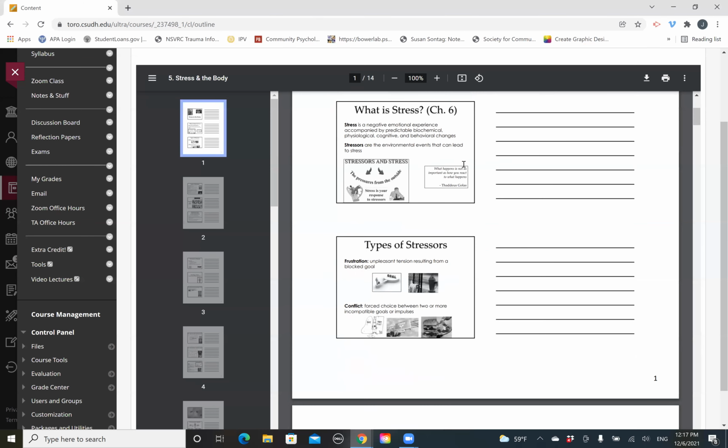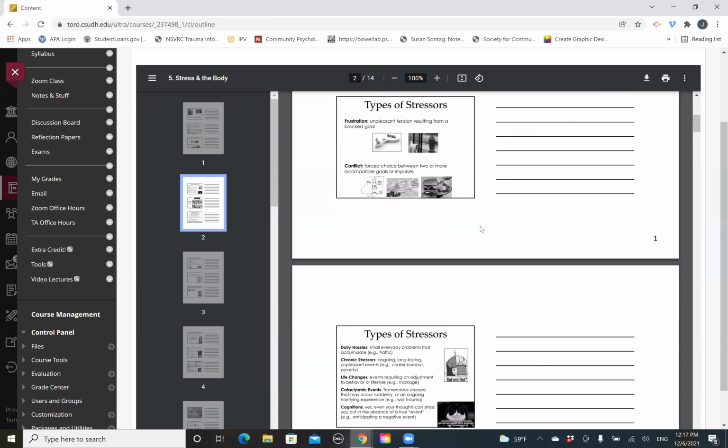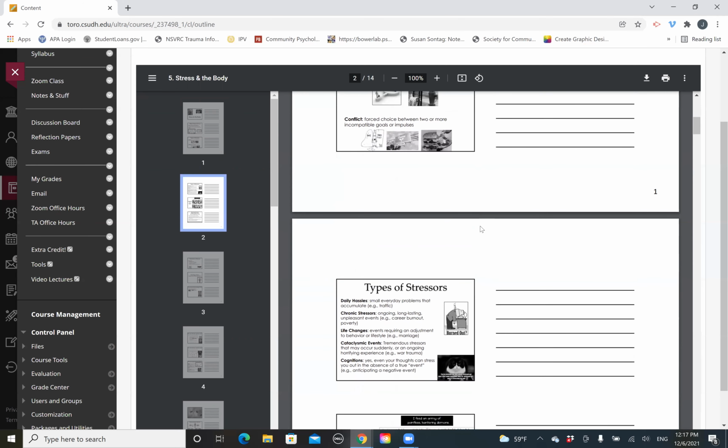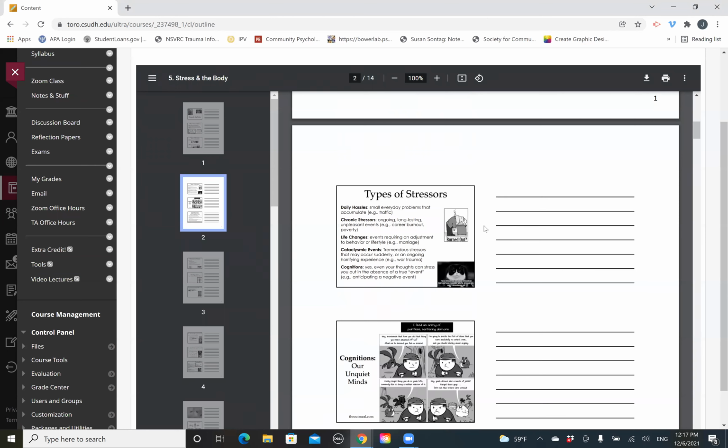Types of stressors: frustration, which is unpleasant tension resulting from a blocked goal, conflict, or a forced choice between two or more incompatible goals or impulses. Daily hassles, small everyday problems that accumulate, like traffic. Chronic stressors, ongoing, long-lasting, unpleasant events, like career burnout. Poverty is a huge one. Living your whole life in poverty creates a huge amount of stress on your immune system and just on your life.